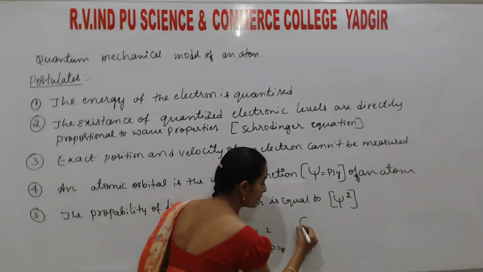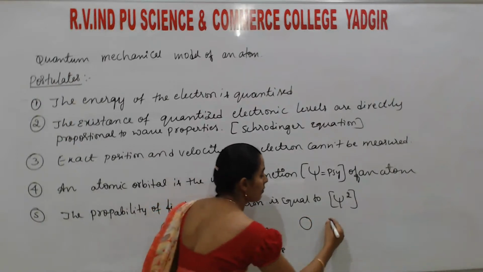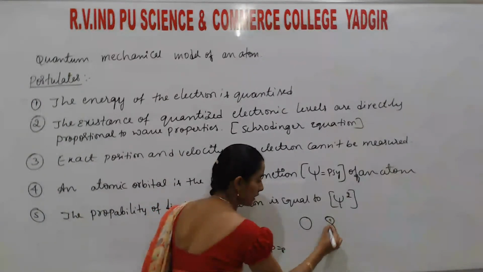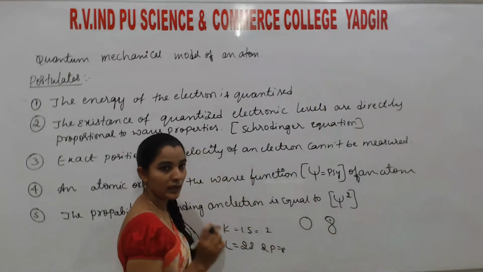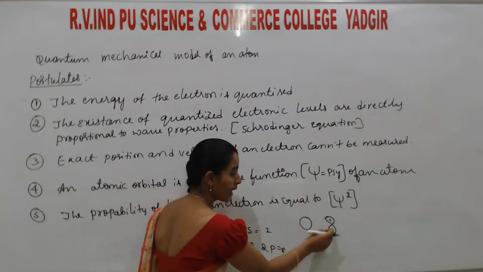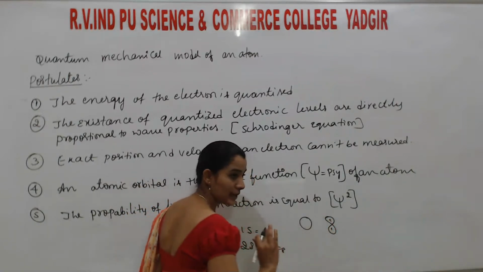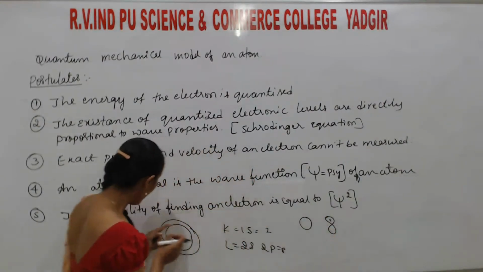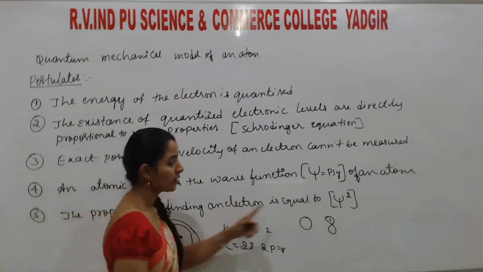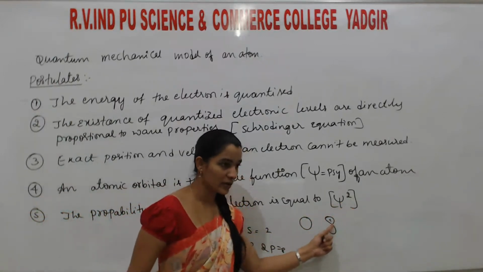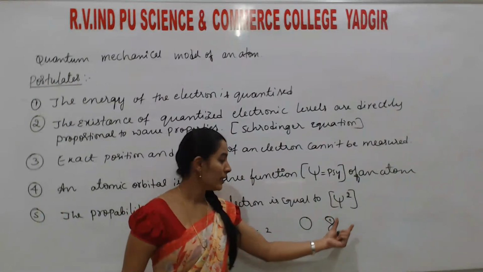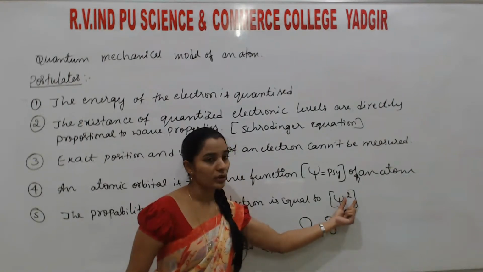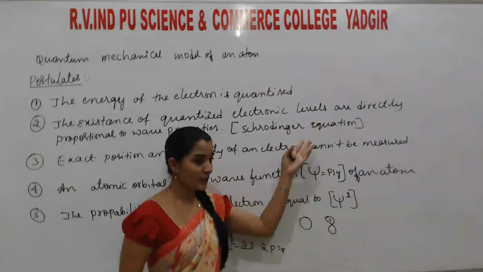S orbital means that it is spherical in shape. Later I will say the p orbital is dumbbell shaped. So the electron may be present here or here. In the p orbital, it is like that. The electron cannot be present here and here at the same time. Either it may be present here or here. That probability of finding an electron is equal to what? Psi square. This is the wave function if we observe the different orbitals. Where the electron is present, that is equal to how much? Psi square. Understood? Just remember this.